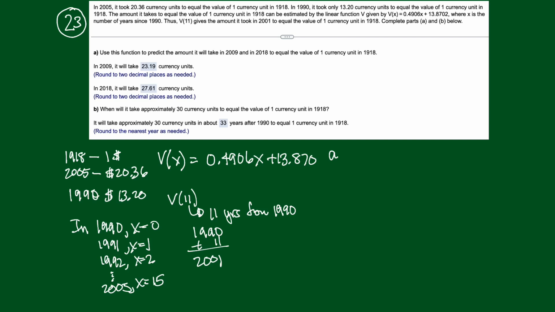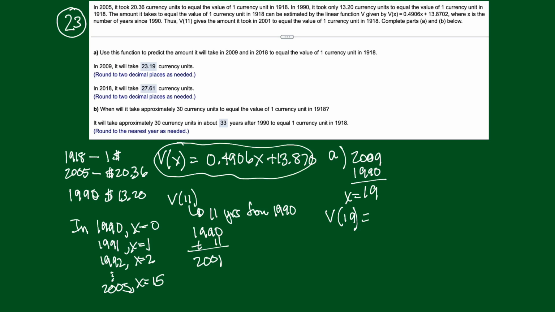All right, so in part A, in 2009, let's see. How far is that from 1990? Well, that's 19 years. So x is equal to 19. So here's what we want. What is V of 19? All right, so V of 19 is going to be, now here's our function. Calculator, put 19 into x.